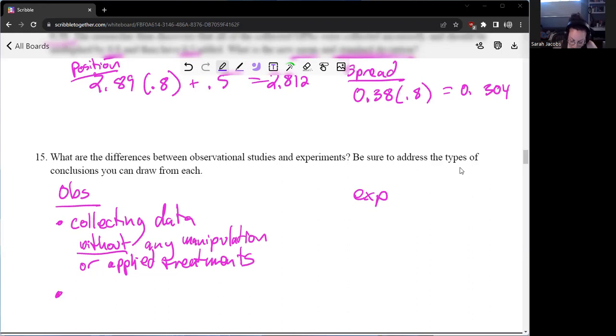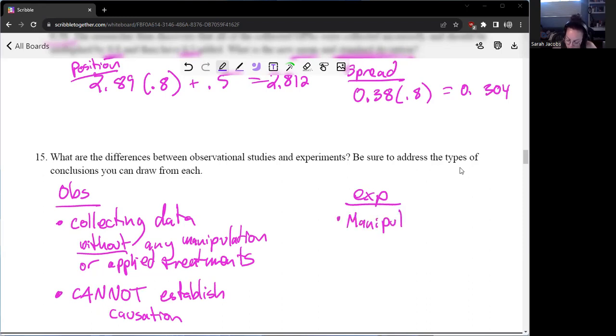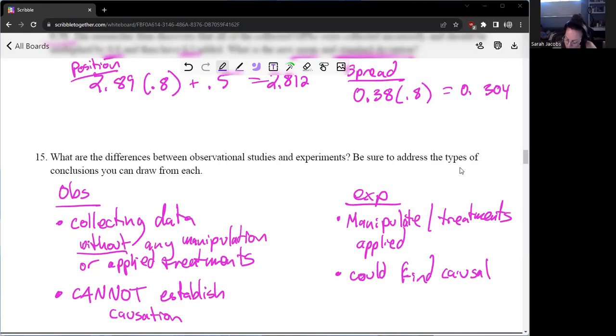The other big thing is you cannot establish causation. In an experiment, you do manipulate treatments. Manipulate treatments applied. I should probably say applied treatment, whatever. And you could potentially find causal relationships. Causal relationship.